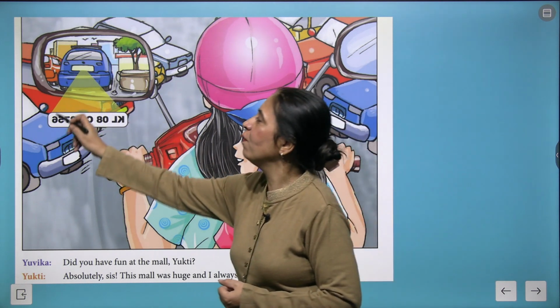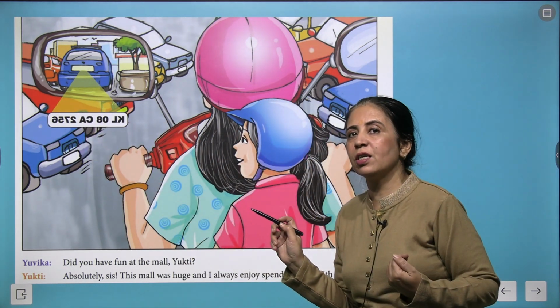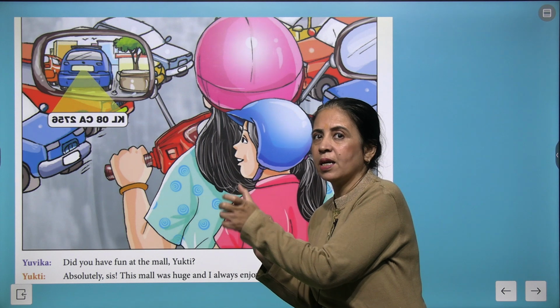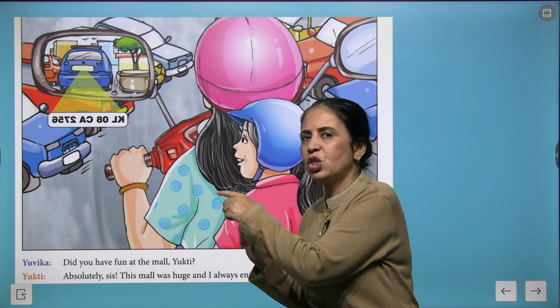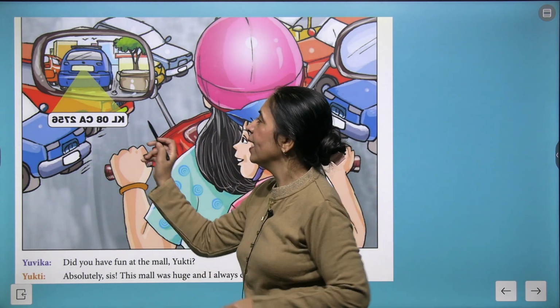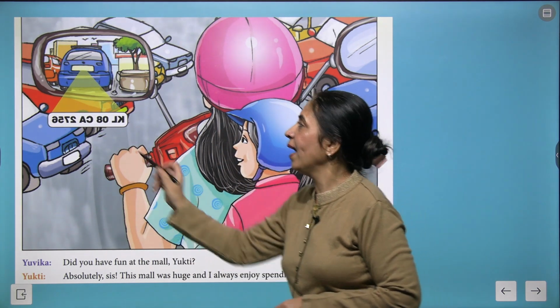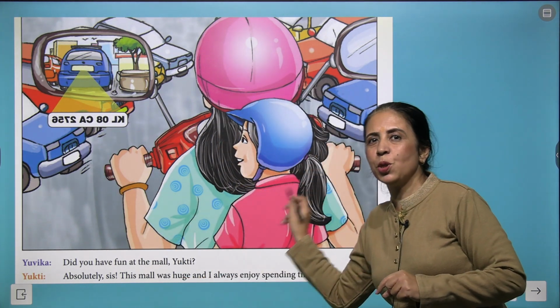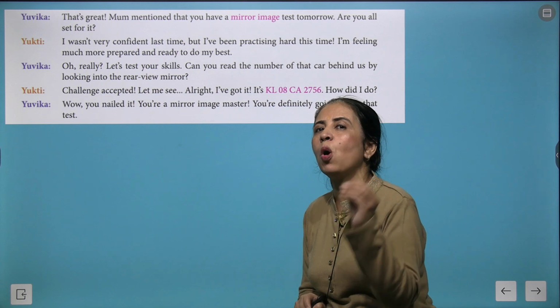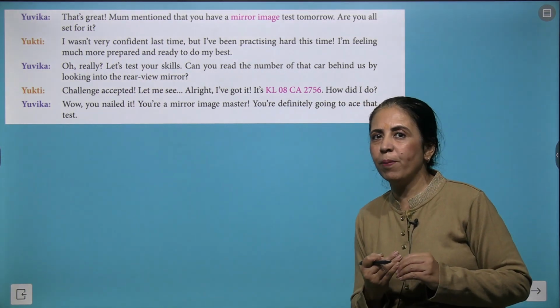Now here we have a number which is reflected on her rear glass. So can you help her to check what is written? It is KL08CA2756. Perfect. That means you have also mastered small skills of numbers and alphabets.